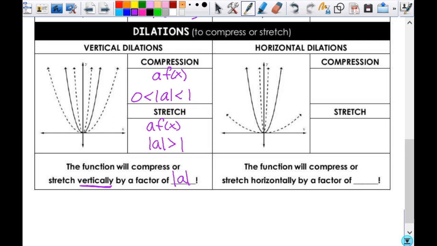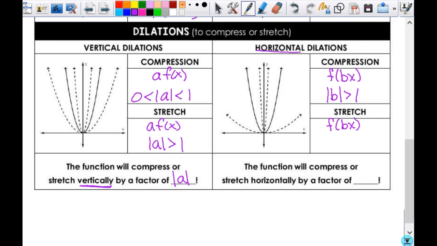The compressions for horizontal affects the x, right? So this would be f of b times x for the compression or the stretch, but the difference is the actual value of b. If it is a compression, b is greater than 1. So the absolute value of b is greater than 1. So if I have f of 4x, that's actually a horizontal compression of 1/4.